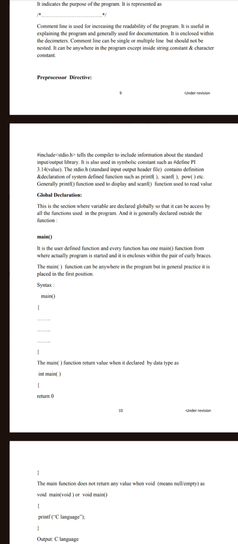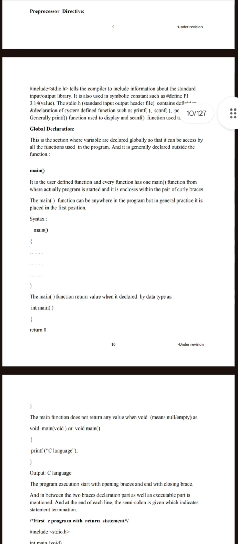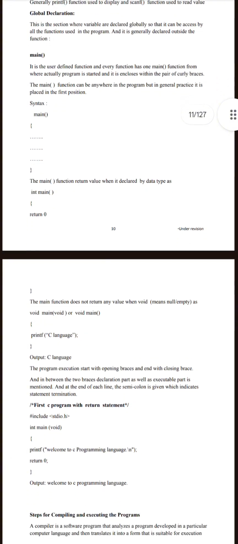And then comes the main function. In every C program there should be at least one function, that is the main function, and the execution starts from this main function. The main function can be anywhere in the program, but in general practice it is placed in the first position. And we have to know the difference between void main and int main. In void main we will not return any values, but in int main we will return a value. For example, return 1 or return 0. The return value instructs the compiler that the process has finished.